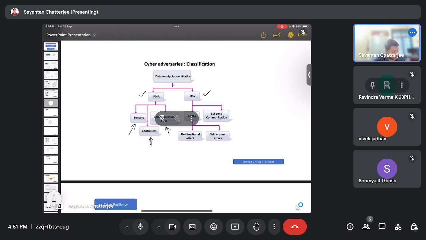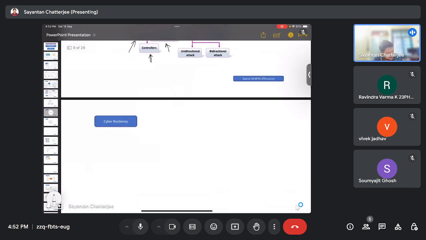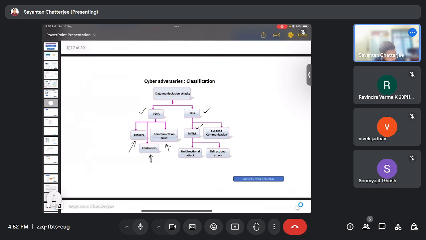So here it is a man in the middle attack, and also we have suspended communication. The communication gets suspended based on these attack models. So that's a basic difference. These are mainly part of the cyber attacks, and how we should make this entire smart grid cyber secure.